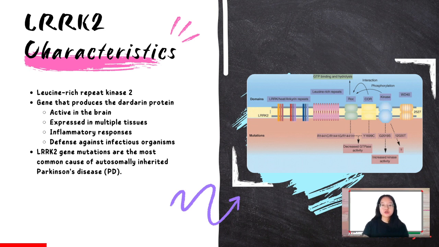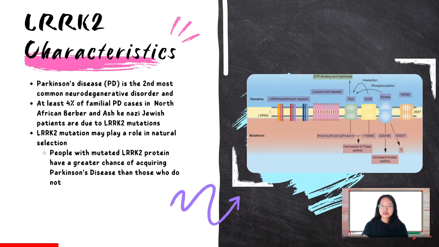Further, studies show that LRRK2 gene mutations are the most common cause of autosomally inherited Parkinson's disease. Parkinson's disease is the second most common neurodegenerative disorder, and at least 4% of familial PD cases in specific populations like North African Berber and Ashkenazi Jewish patients are due to LRRK2 mutations. Compellingly, LRRK2 mutation may play a role in natural selection, since people with mutated LRRK2 protein have a greater chance of acquiring Parkinson's disease than those who do not.